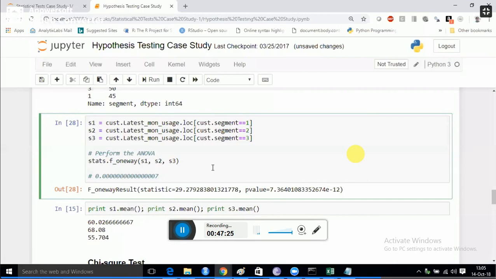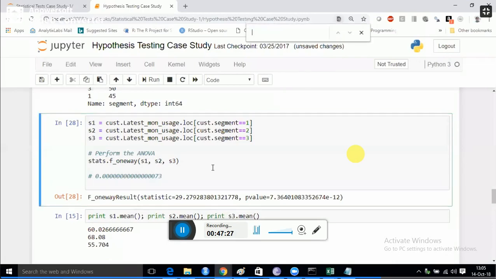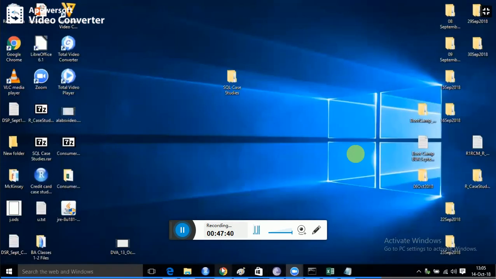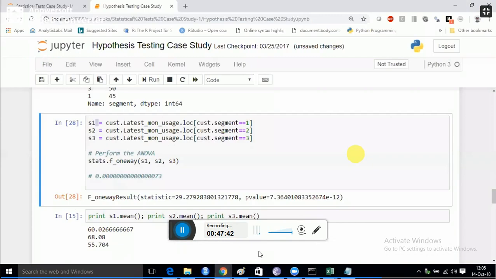So what would we do? We would reject null hypothesis, right? And what was the null hypothesis saying? All the three segments have equal spend. So what do you conclude here after rejecting null hypothesis? What do we conclude? Yes, there is a significant difference in the spends of the customers in the three segments, right?